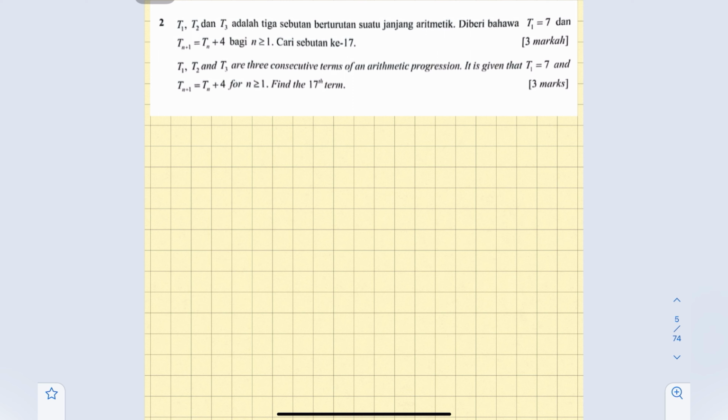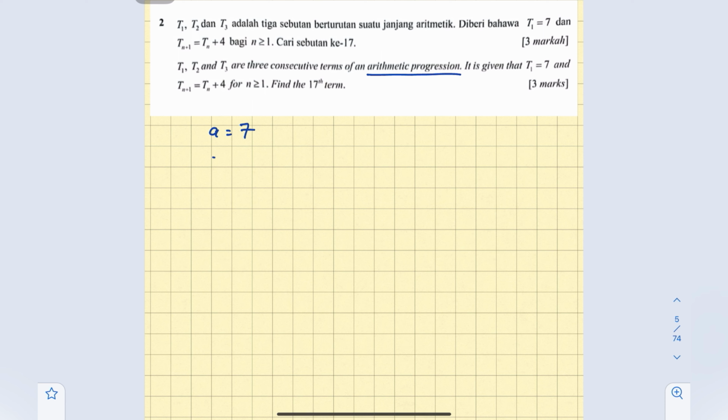Number 2, T1, T2 and T3 are 3 consecutive terms of an arithmetic progression. It is given that T3 equals 7 and Tn plus 1 equals Tn plus 4n more than 1. Find the 7th term. Okay, so now this is an arithmetic progression with A equals 7. Since it is an arithmetic progression, we need to find the value of the common difference.